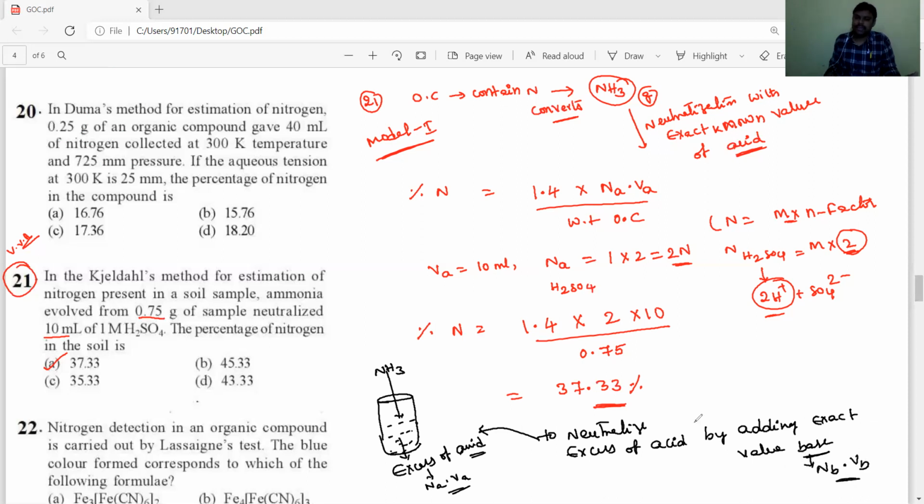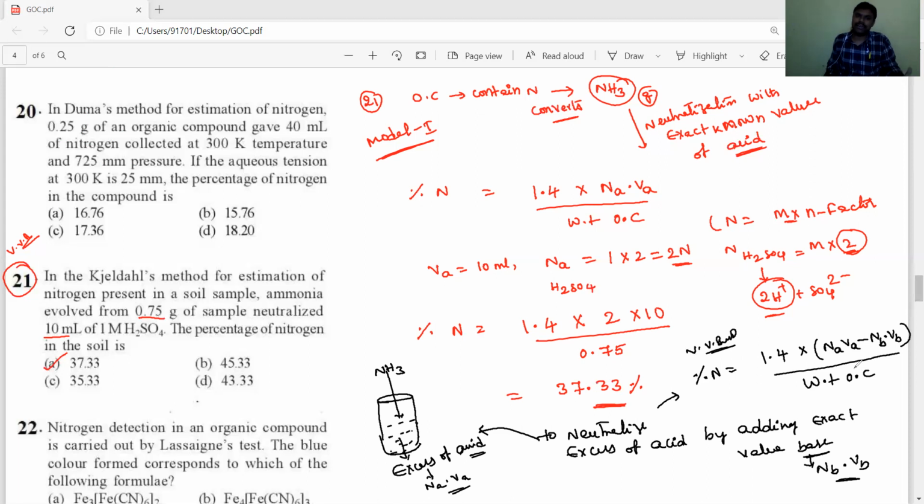Under these conditions, the percentage of nitrogen formula in the Kjeldahl method is equal to 1.4 into, normality of acid into volume of acid, the excess acid normality and its volume, minus normality of base into volume of base, divided by the weight of organic compound. This formula is very important, dear students. Related questions were previously asked in the NEET and JEE examinations, so this kind of model question may also come. You have to solve them on your own.